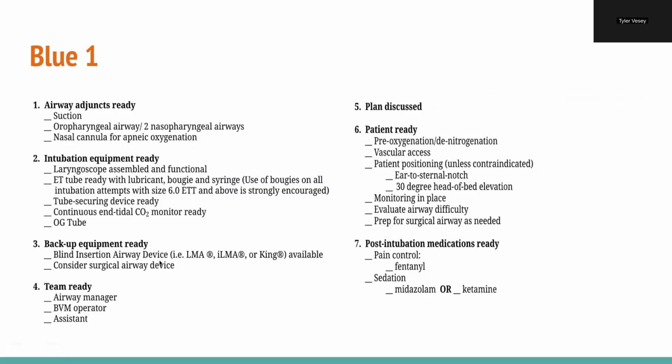Make sure your team's ready. Discuss it. You have someone on the BVM, you have someone getting the equipment ready, somebody ready to assist you. Just make sure you're talking through your plan and you're ready to go. Is your patient ready? Have you been pre-oxygenating? Do you have IV access? Have you looked to see if their airway is going to be difficult, if they have dentures in place? Have we positioned the patient properly? Maybe throwing a towel under their back and shoulders to get that ear to sternal notch. We just want to make our job as easy as possible once we're ready to intubate.